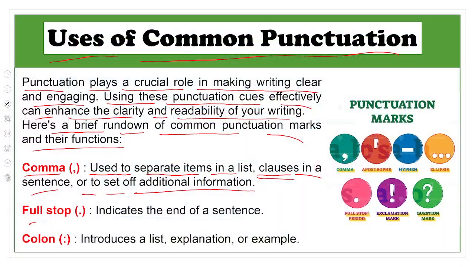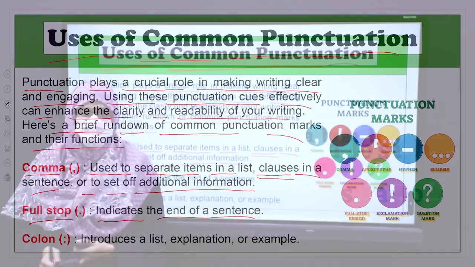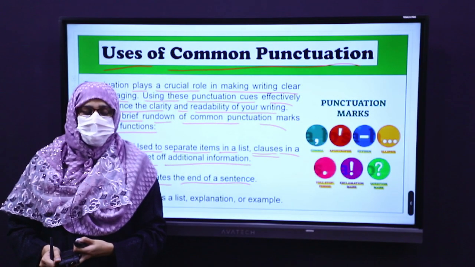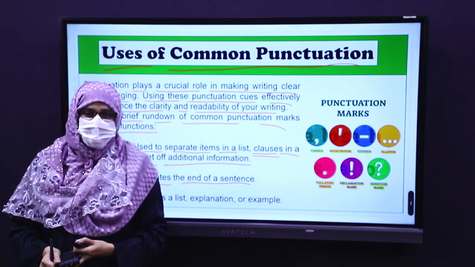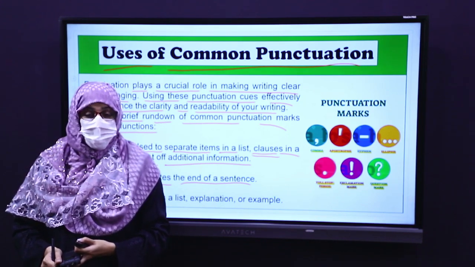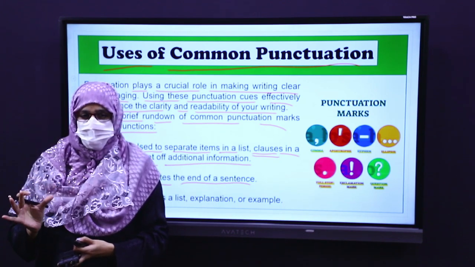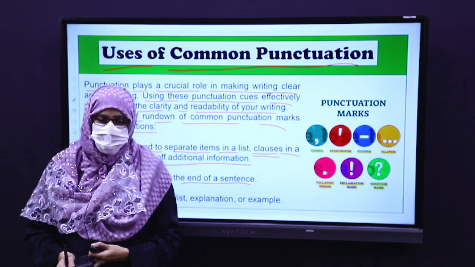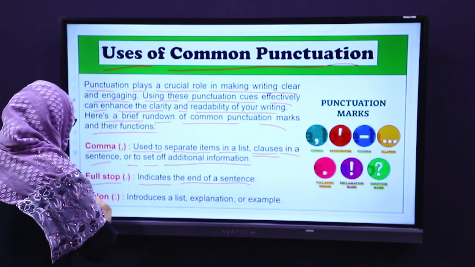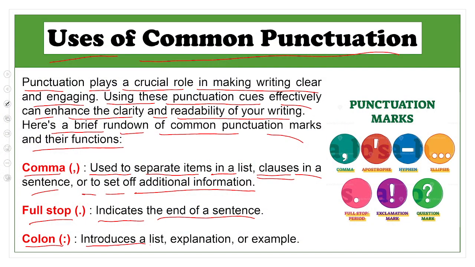Next, full stop indicates the end of a sentence. Why do we use full stop? When we complete a sentence, we use full stop. Also, in order to make the abbreviation of a word, we also use full stop. Next is colon. Introduces a list, explanation or example.